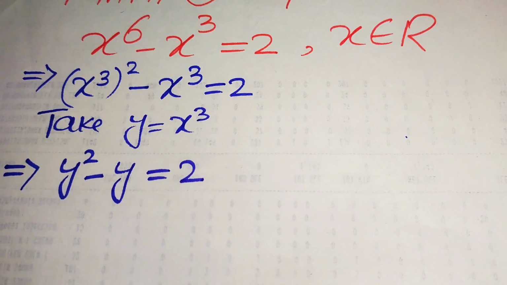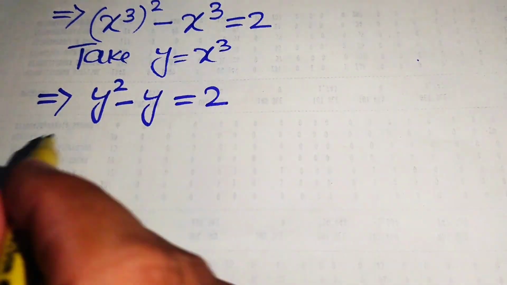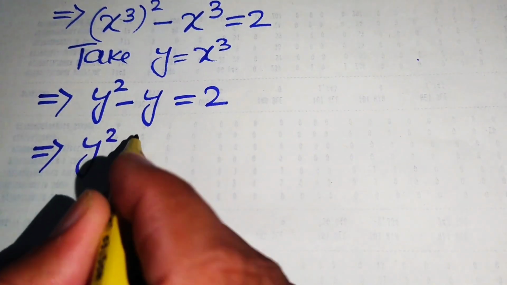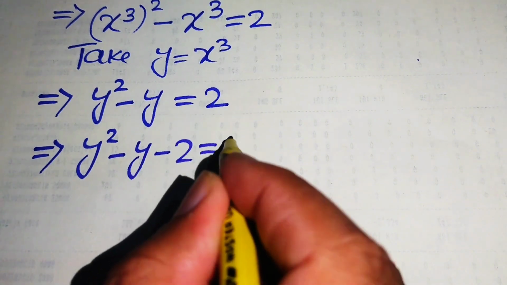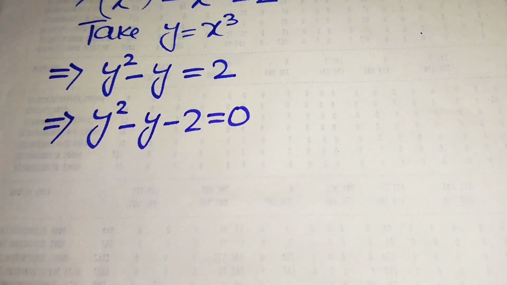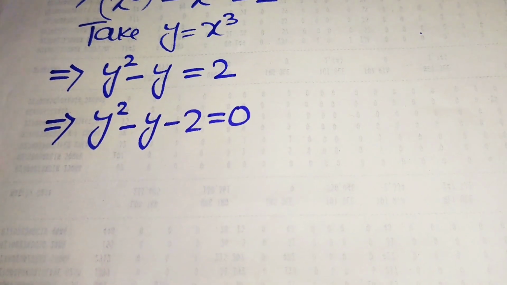But this equation is not in standard quadratic form, so we move this 2 to the left hand side and convert it into the standard quadratic form, which is y squared minus y minus 2 equals 0. So this is our quadratic equation, and we have different methods to solve it.